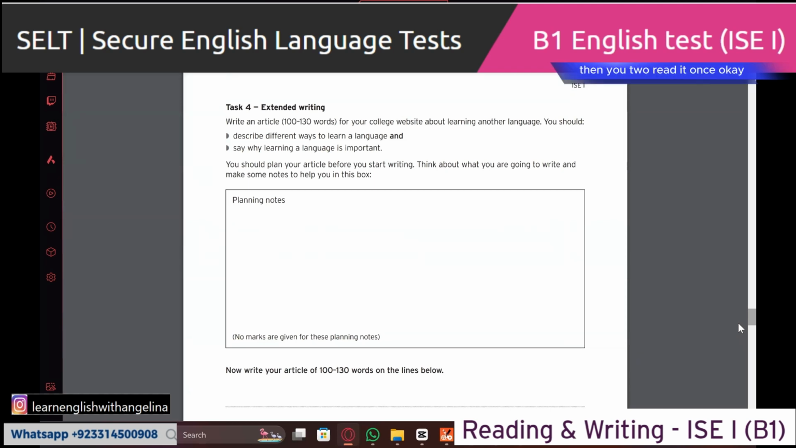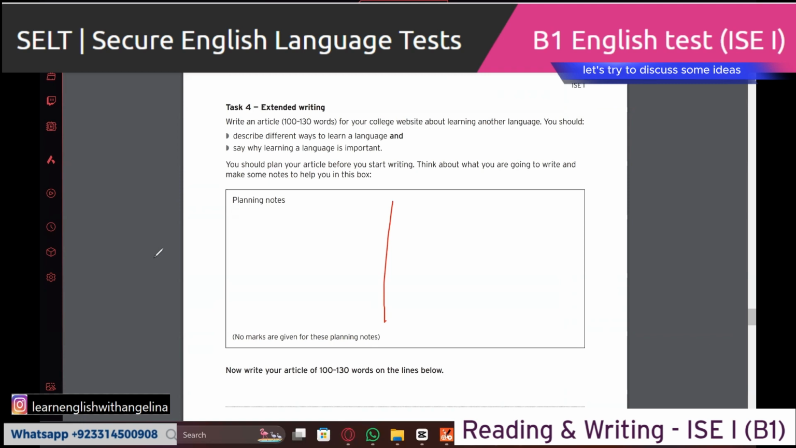Okay, Zain, you too, read it once. Task 4, extended writing. Write an article 130 words for your college website about learning another language. You should describe different ways to learn a language and say why learning a language is important. You should plan your article before you start writing. Think about what you are going to write and make some notes to help you in this box, sorry. Okay, that's fine. When I say make notes, then I mean it.